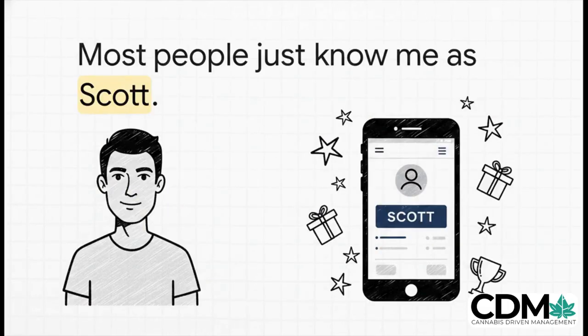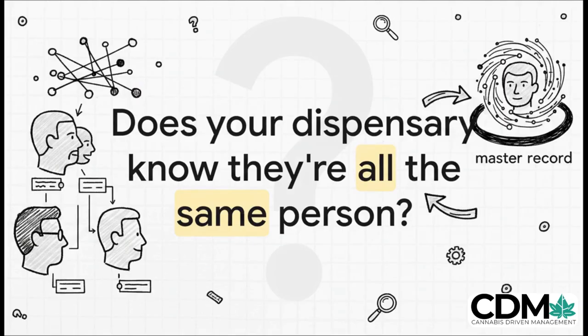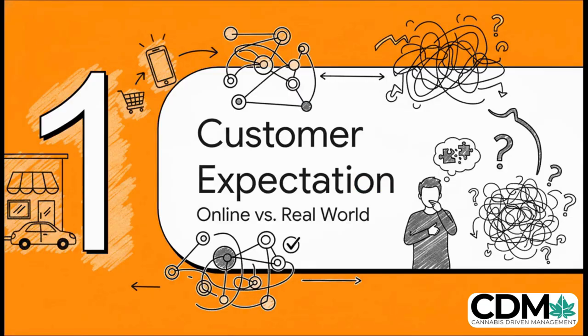And just to make things a little more interesting, when he signed up for your loyalty program, he used the name that everyone actually calls him, Scott. So now we've got 3 different names for what should be just one guy. And this, right here, is the million-dollar question. Does your dispensary know that David and D. Scott and Scott are all the exact same person? Because if your systems can't connect those dots, you don't really know your customer. And that's where the trouble starts. So let's see how this actually plays out.